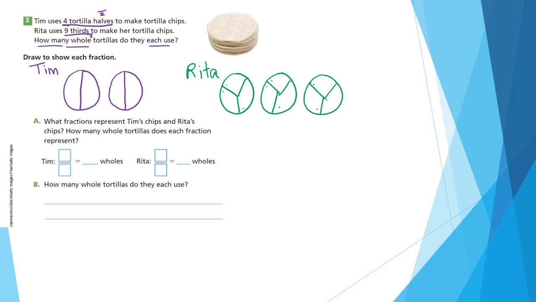Okay. A says, what fractions represent Tim's chips and Rita's chips? How many whole tortillas does each fraction represent? Well, we know that Tim had 4 halves. Okay, 4 halves. And if we look up at our model, we see that that means 2 wholes. Okay, and then Rita had 9/3. And if we look up at our model, we see that that's 3 wholes.